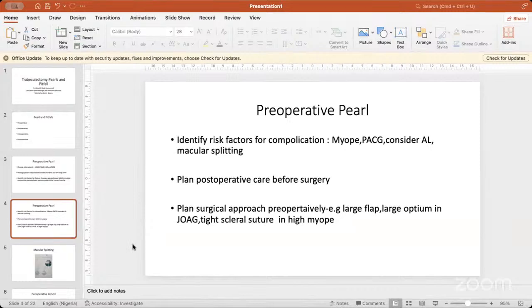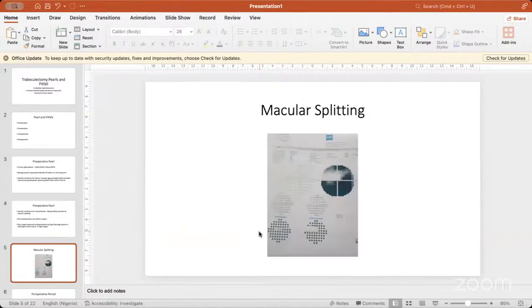This is a patient with high myopia, then I need to be sure that my sutures are tight. It's a patient that has high myopia. So these are the things. Before the surgery, you have already planned what to do, not to just jump into the surgery. And that's what I mean by macular splitting.